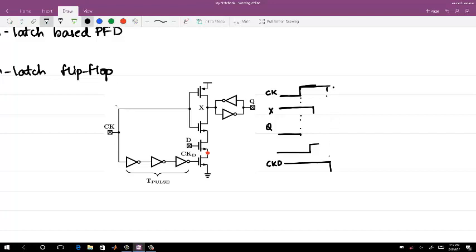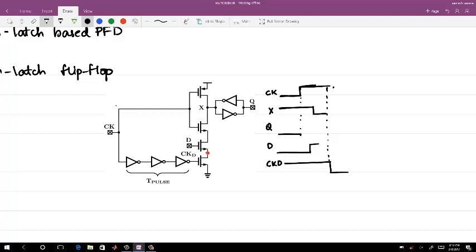Let me mark this. This is D. As D goes high, your X goes low, and as soon as X goes low, your Q will change the output. Otherwise it remains the same, so we are just looking for the change here. Once your clock goes low, you cannot change the output. Whatever you have sampled is the output.